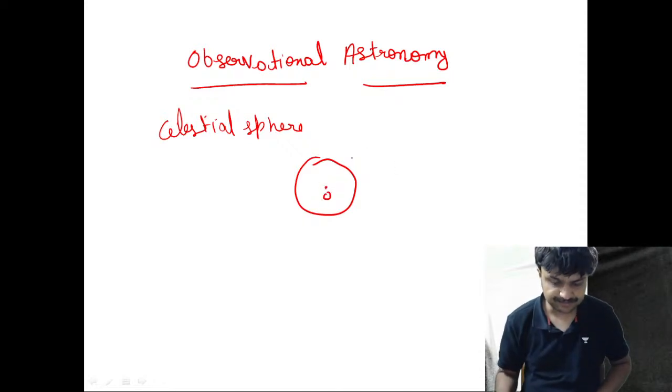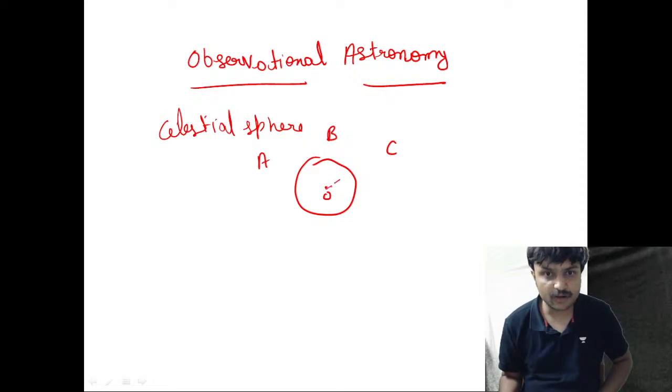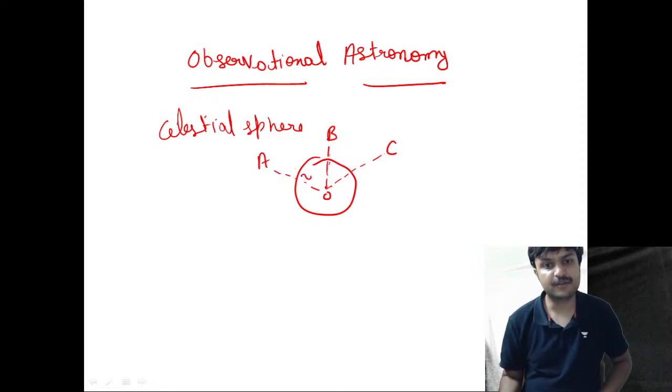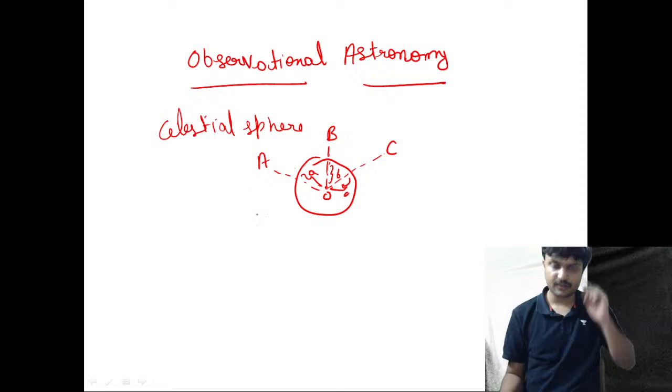Okay, and there are celestial objects outside here. Let us call them A, B, C. These objects can be planets, stars, moons, any of those celestial objects. So let us draw a dotted line to C, a dotted line to B, and a dotted line to A. The distance from the observer to the celestial sphere can be anywhere from 0 to small a for A, small b for B, and small c for C. So anywhere.